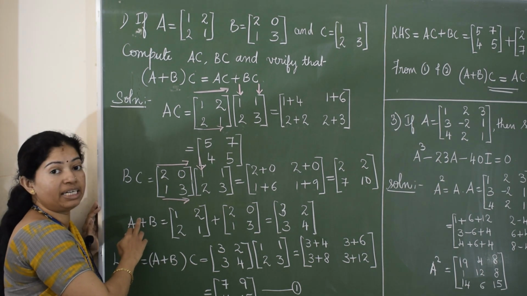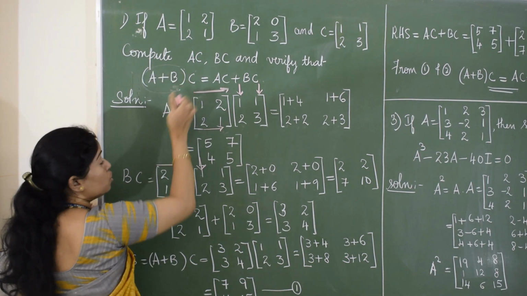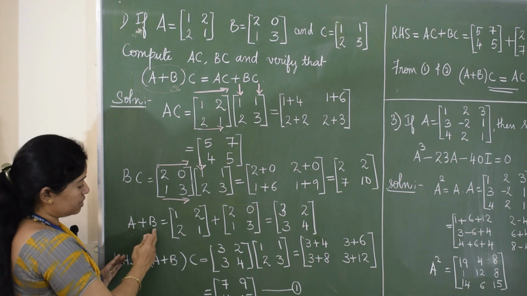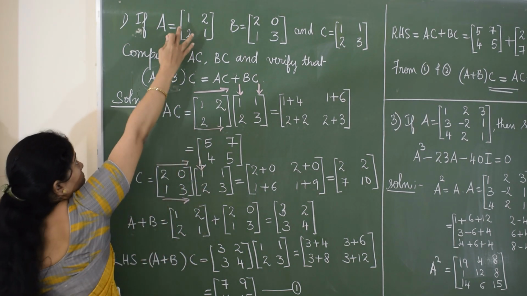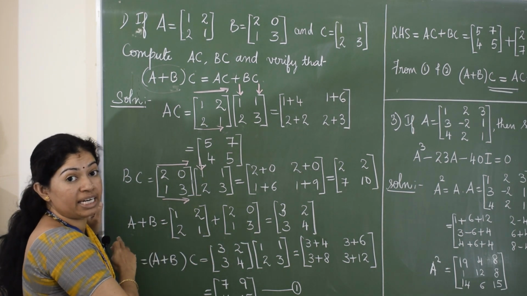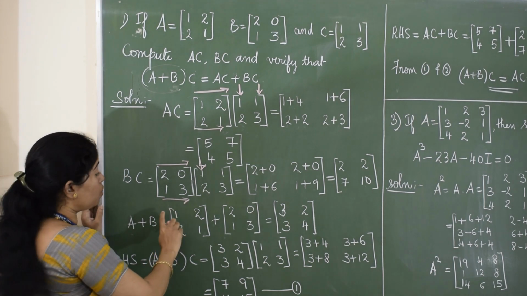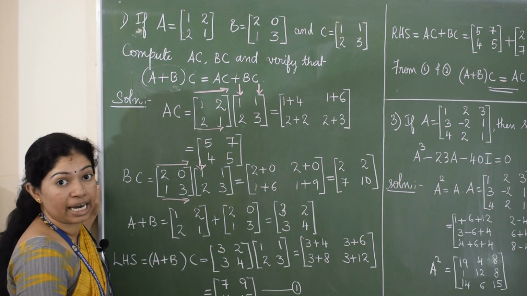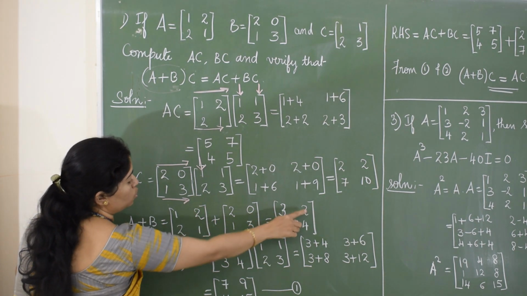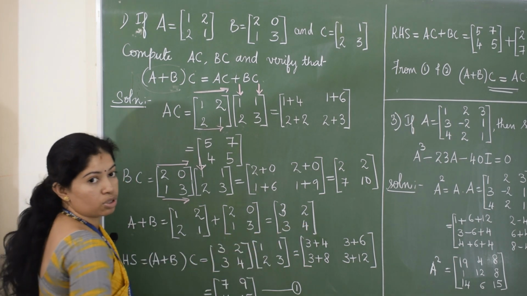Next you have to find sum A plus B. See in the question you have to find this (A plus B) into C. So first let us find what is A plus B. So A plus B is equal to, write matrix A is here plus, next write matrix B. Now you are finding the sum of these two matrices. How to add the two matrices? You have to add the corresponding entries. So 1 plus 2, 3, 2 plus 0, 2, 2 plus 1, 3, 1 plus 3, 4. So we got our sum A plus B.